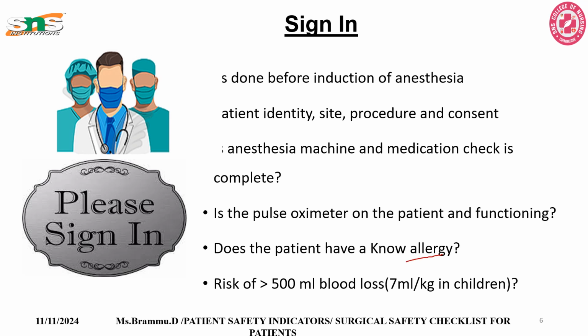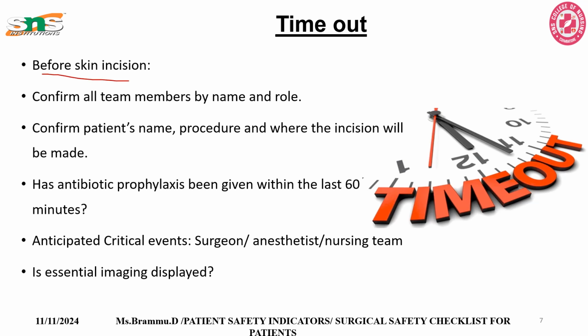If he is known to have any allergy, that should be immediately taken into consideration, what drug he is allergic to, and the whole team must be aware that he is allergic to that particular drug. For example, they are allergic to propofol or some antibiotics. That should be read a little louder before we start the procedure. And we check whether the patient is at risk of more than 500 ml of blood loss, or in children 7 ml per kg blood loss. So we have to prepare the patient beforehand with blood donors, fresh donor, and then we can plan for the procedure.